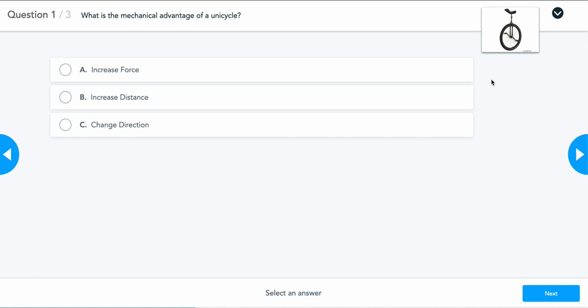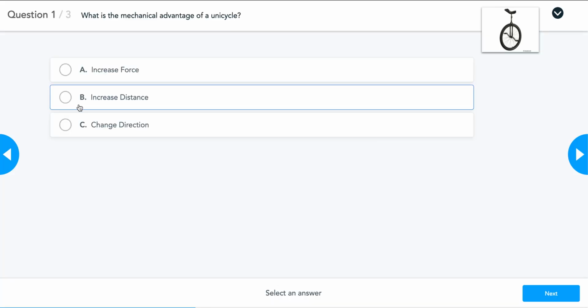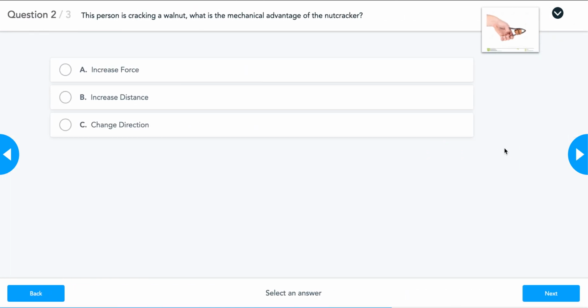All right, what is the mechanical advantage of a unicycle? So if we look at this unicycle, we have right here the wheel and axle is what we're thinking about. And the mechanical advantage is going to be that we're putting our power, or our work, into the axle, and that's moving the wheel, which means that we're going to increase distance.